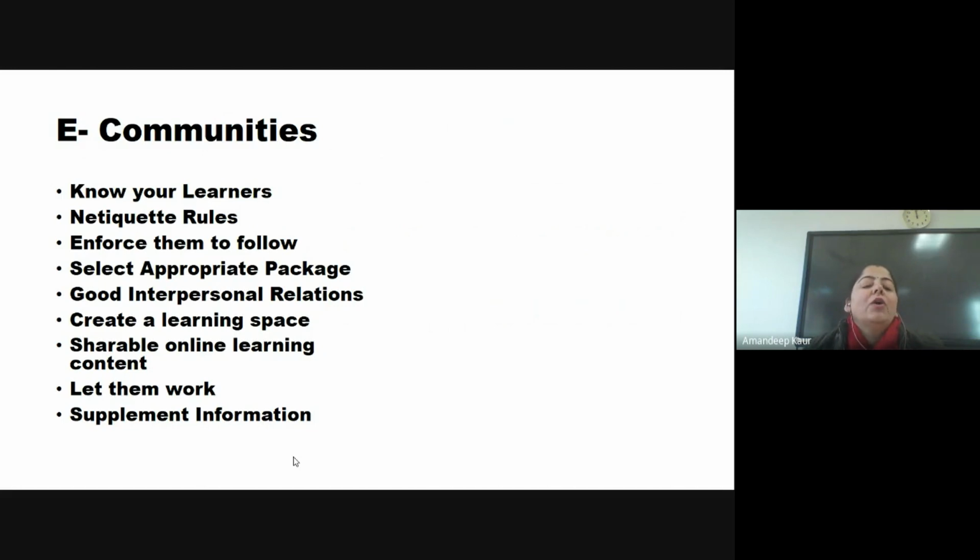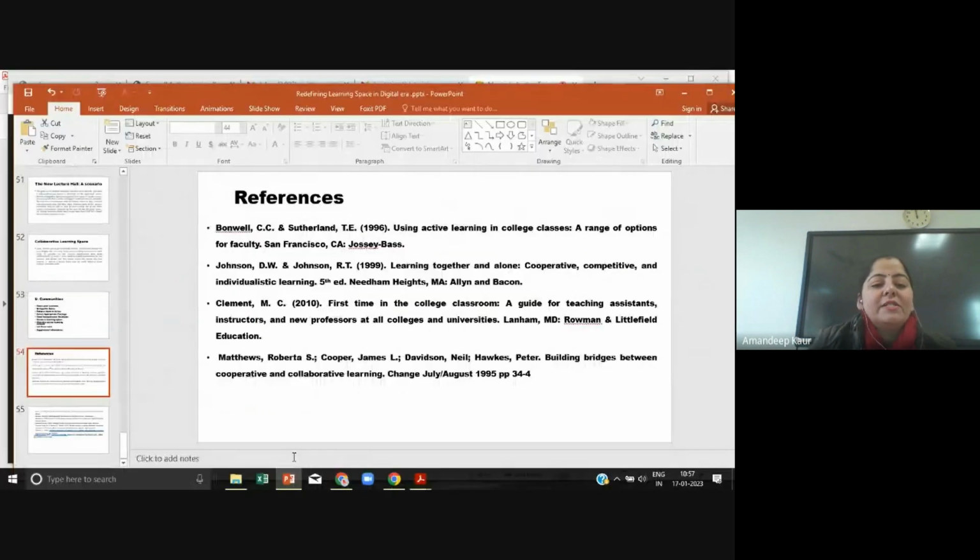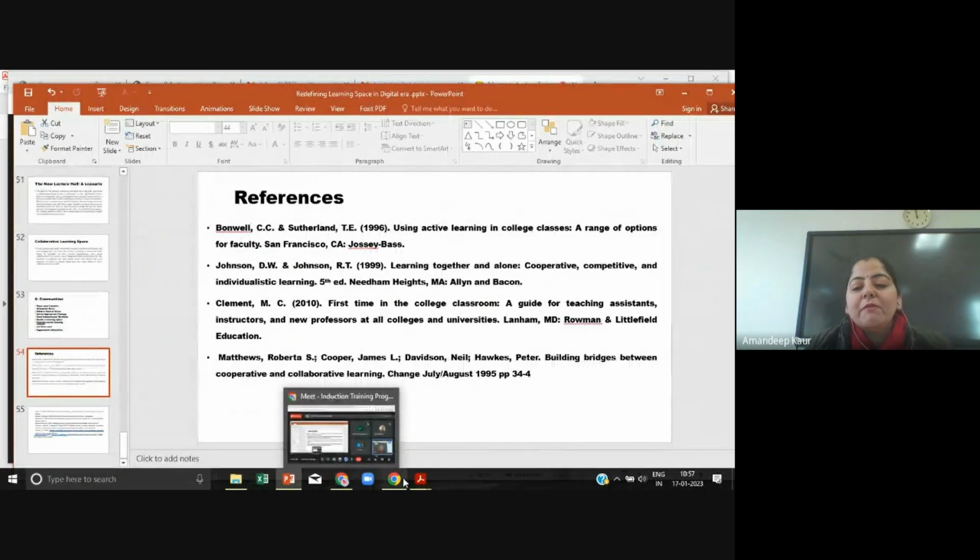Shareable online learning content needs to be given to the students. No need to reproduce the content again and again. The content is already available in abundance. Try to map that content and share that information with the students. There must be an approach of letting them work. So as far as possible, give group based and team based activities to the students so that they can share information with each other. Information is available, but as and when required, the teacher can correct that information and supplement it to fulfill the demands of the subject. So these are a few of the references that I have used for preparing this PowerPoint presentation.